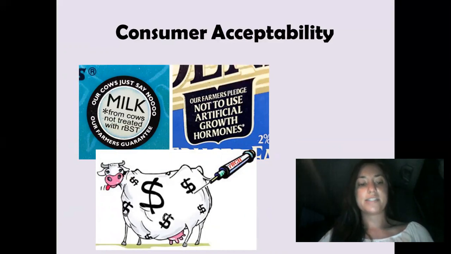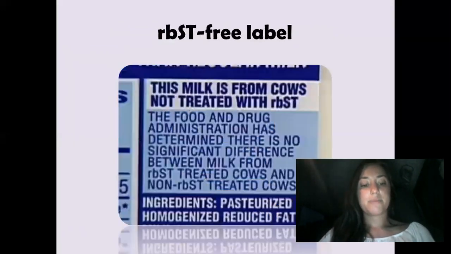The FDA has guidelines for these product labels, and I have put a couple of examples to show what these products say. Products labeled rbST free are to avoid the use of wording that might skew customers' attitudes toward that product. So these products labeled rbST free must also contain a statement saying that the FDA has determined that there is no significant difference between milk from rbST treated cows and non-rbST treated cows.